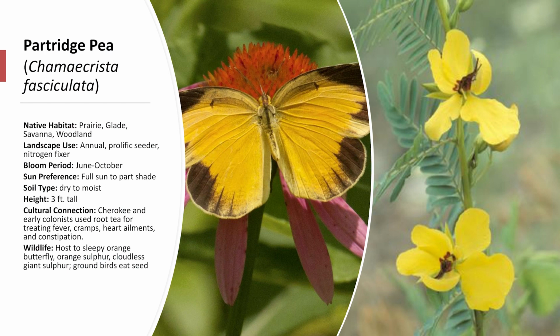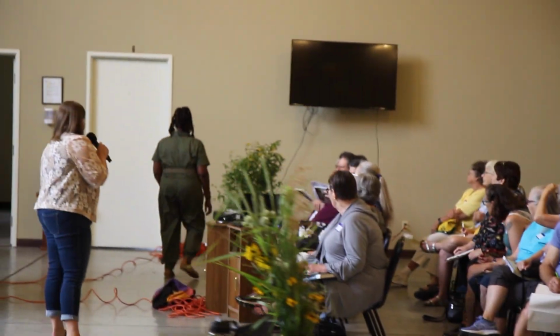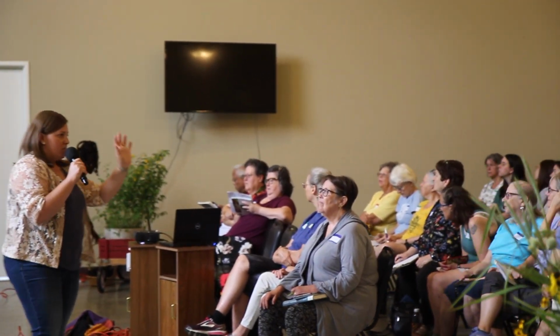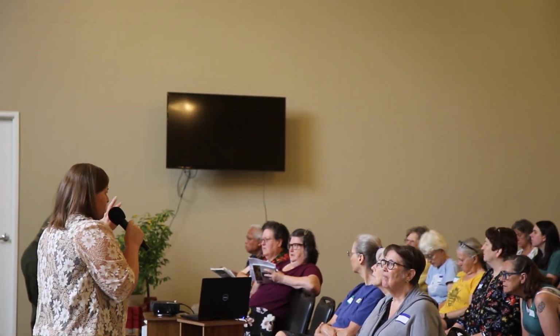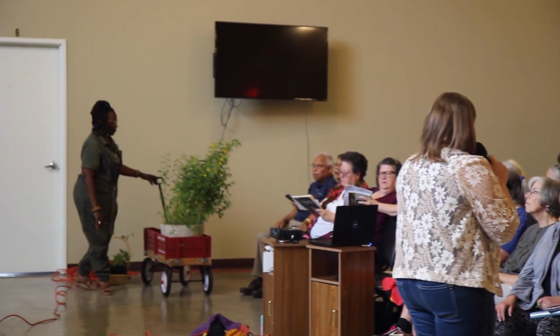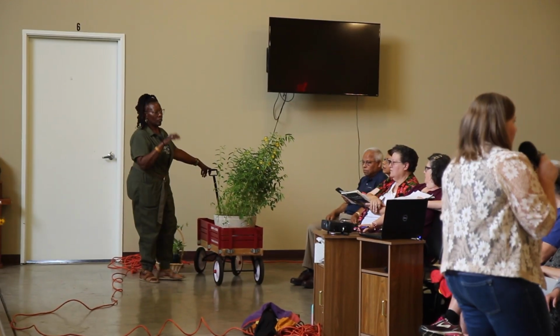Partridge pea, which is my best friend. I have it in a big pot over here, and that's all partridge pea in there. It is an annual, so it's just a 1-year thing, but it's a prolific seeder. And when the seed pods dry out, it is also a legume, so they're bean-like seed pods. And you can come up later and take a look.